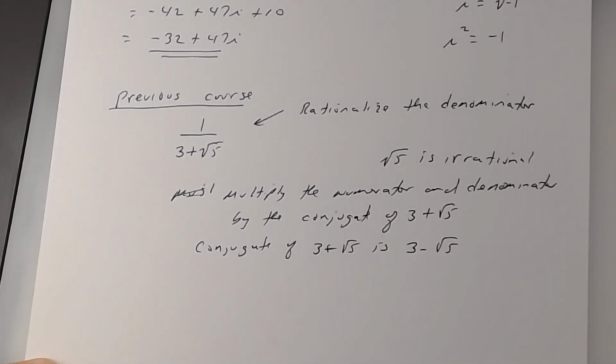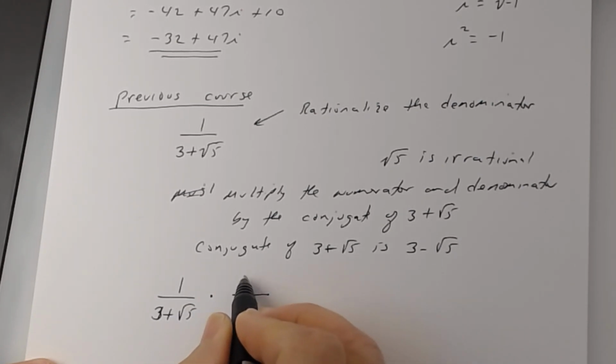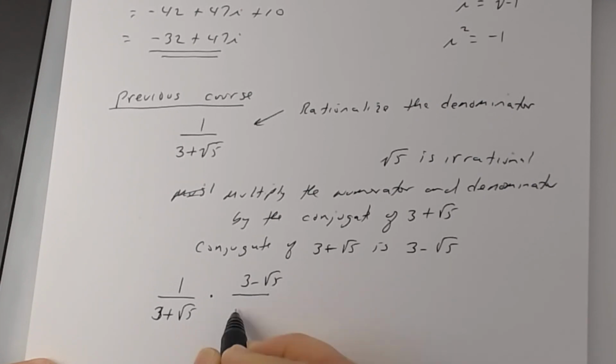All right, so now I'm going to rewrite the problem: 1 over 3 plus the square root of 5. And we'll multiply the numerator and the denominator by the conjugate. Now remember, the whole purpose is to get rid of that square root in the denominator. I want to make it a rational number.